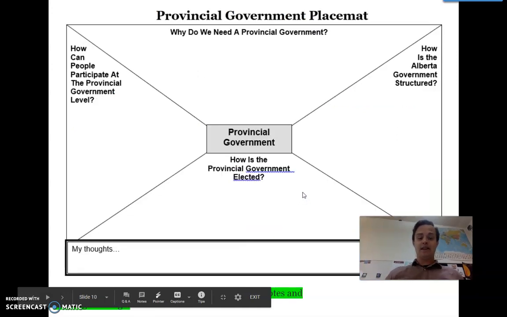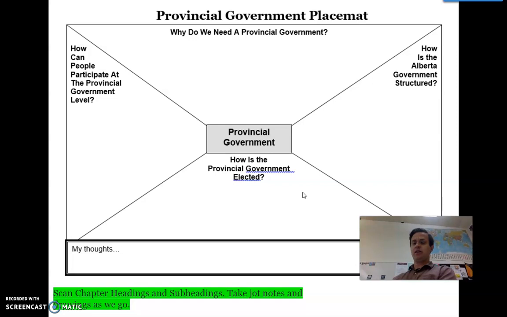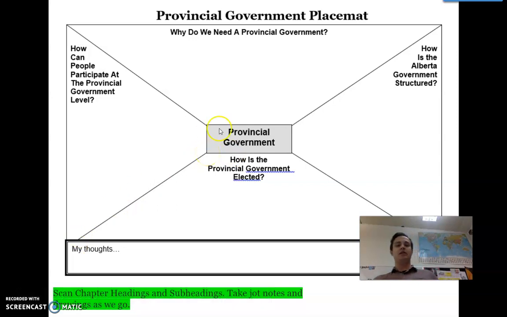Okay, your task today is get some paper, or you could do this on the computer as well, and create a placemat. What a placemat is, as you can see, is a piece of paper divided into 4 chunks, and it's just a way of organizing your notes. So in the middle, you're going to write provincial government, and then on the top, why? Why do we need provincial government?